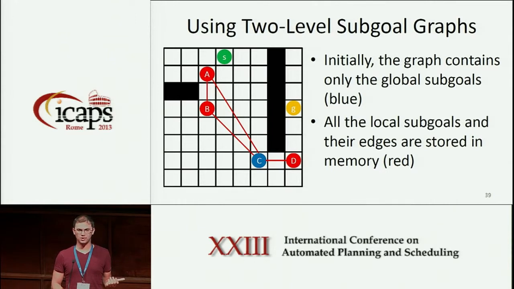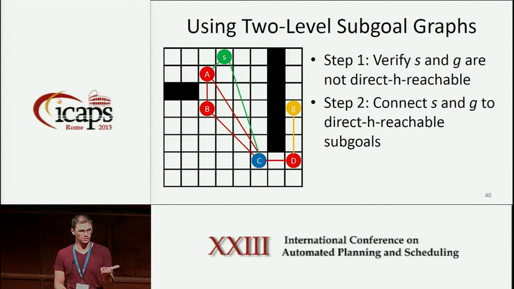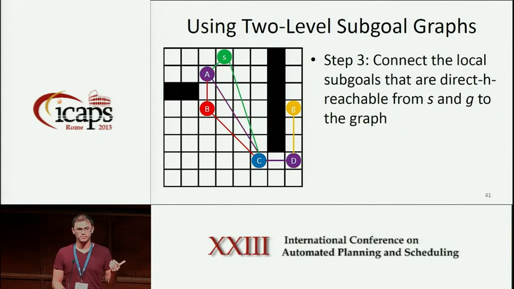Using the two-level subgoal graph is very similar to the simple subgoal graphs. We connect start and goal to the graph with the direct H-reachable edges. And also for all the local subgoals that are connected to the start and goal, we add them into the graph by using the edges that we have stored.